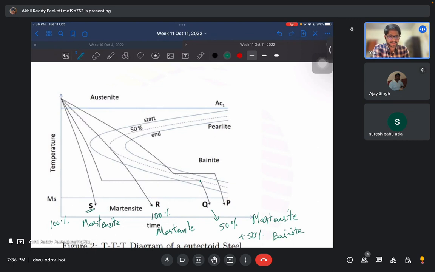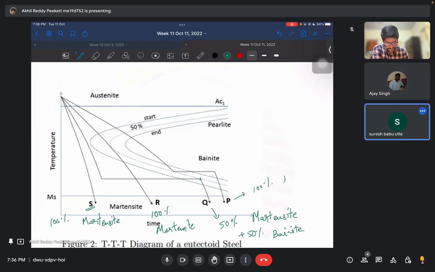Yes, if you are doing it instantly, then it doesn't. You are not allowing for austenite to convert to bainite. Yeah. What about P? Yes. Because till here when you came, it will be 100% austenite, since you came suddenly, but then you are letting it cool down. So all the austenite will convert to bainite, letting it stay at the temperature or allowing it to transform.